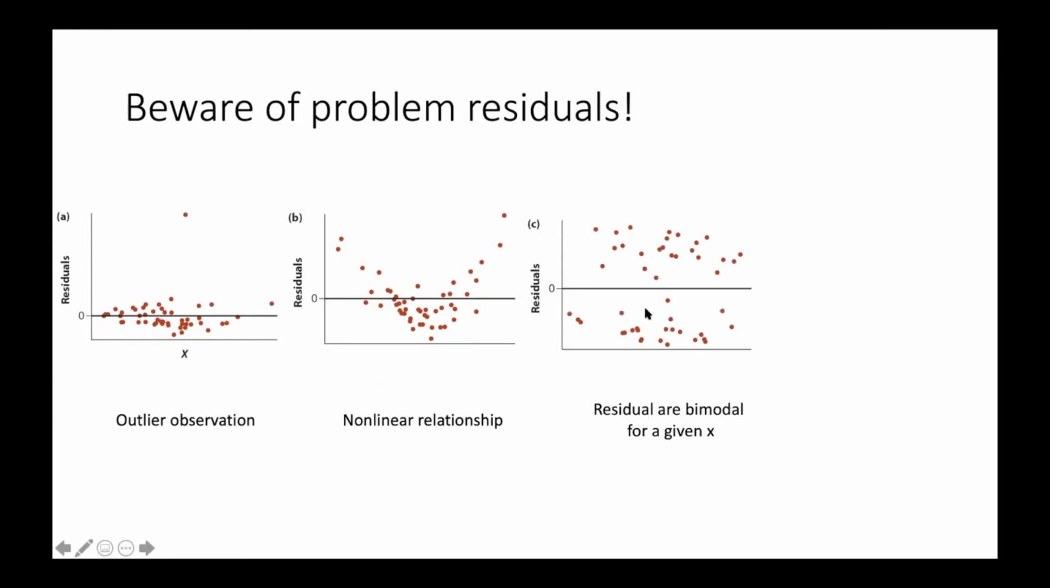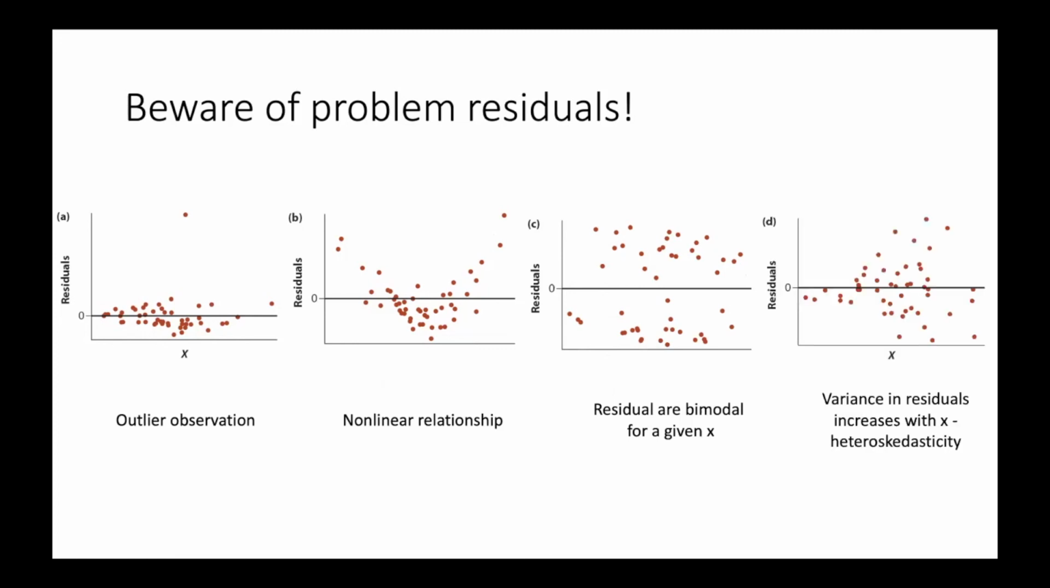We can also get patterns in the residuals that are indicative of a non-normal distribution of the residuals. And here we can see that there's not a clear cloud around 0. In fact, there are very few observations that fall in and around the regression line, and most observations fall either well above the line or well below the line, which is going to lead to a bimodal distribution of residuals.